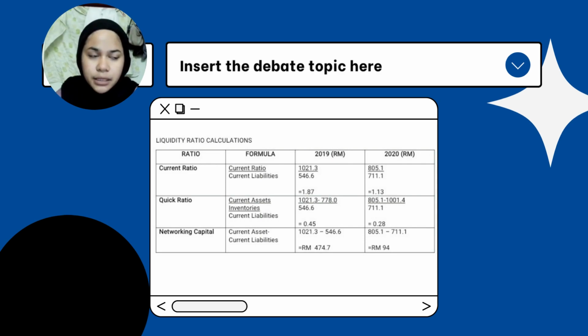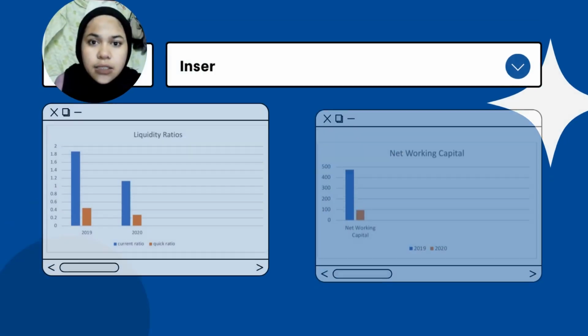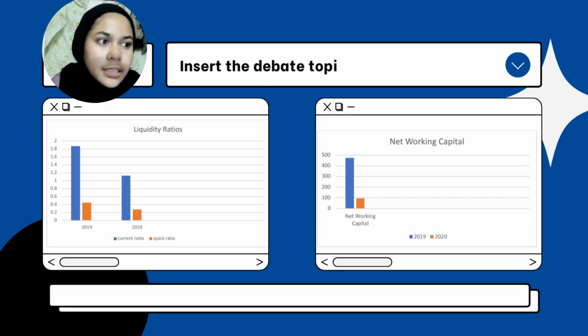Net working capital, the formula is current assets minus current liabilities. In 2019, we get RM474.07. In 2020, we get RM94. As we can see here, the current ratio in 2019 is more than in 2020, which is 1.87 in 2019 and 1.13 in 2020.